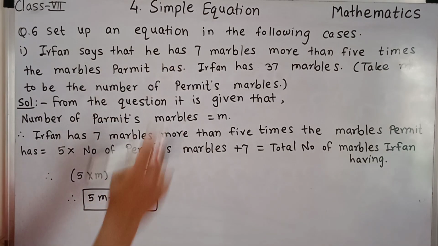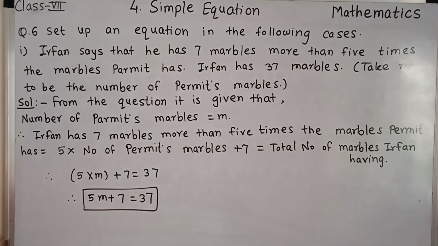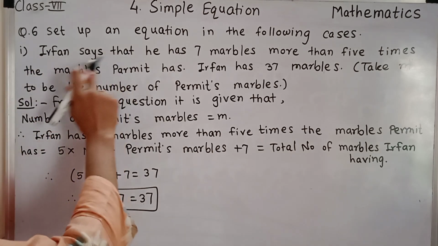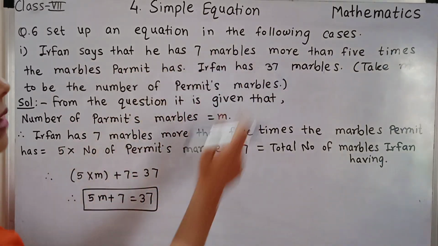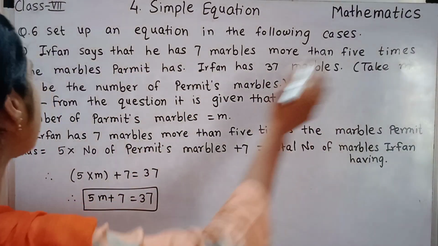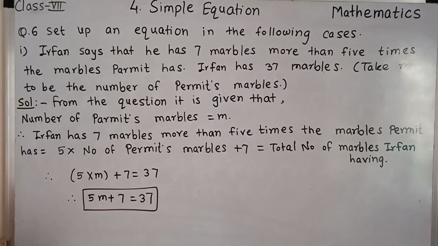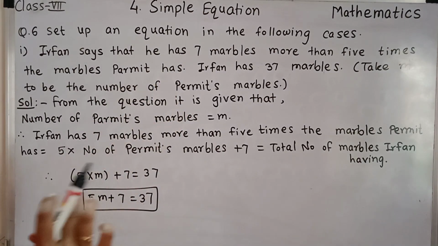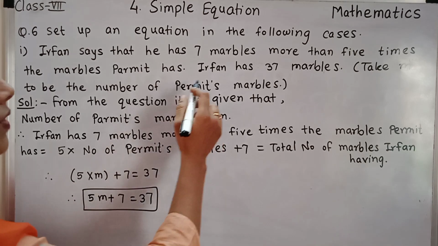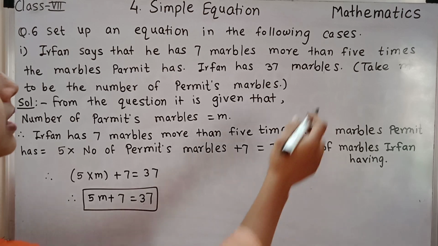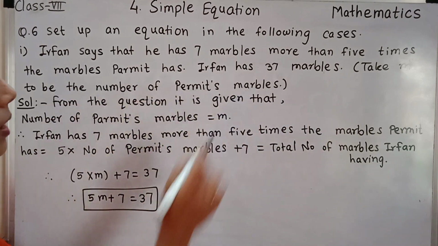Set up an equation in the following cases. So we have been given the cases and we need to set up the equation for that. So first is Irfan says that he has 7 marbles more than 5 times the marbles Parmit has. Parmit has some marbles, and Irfan has 7 more than that. So Irfan has 37 marbles. So how many does Irfan have? 37 marbles. Take m to be the number of Parmit's marbles.